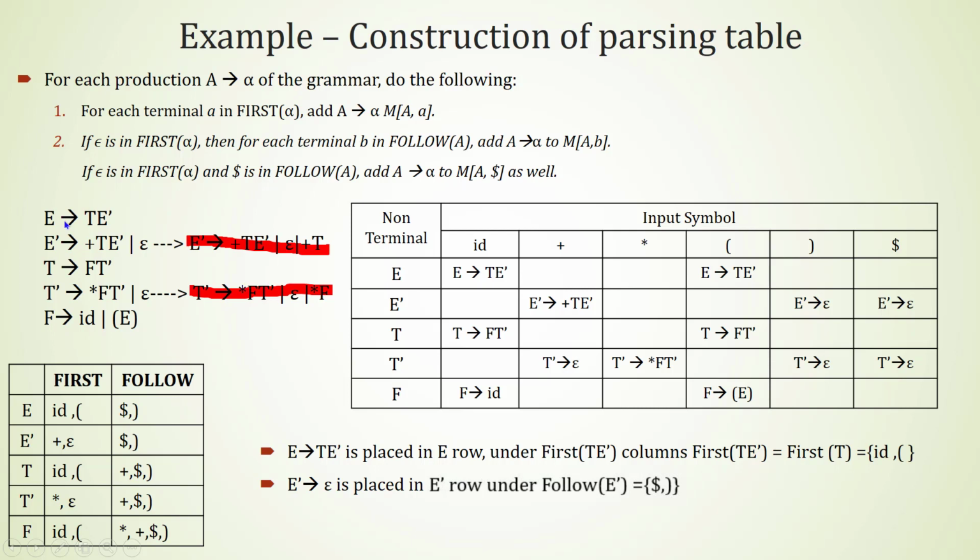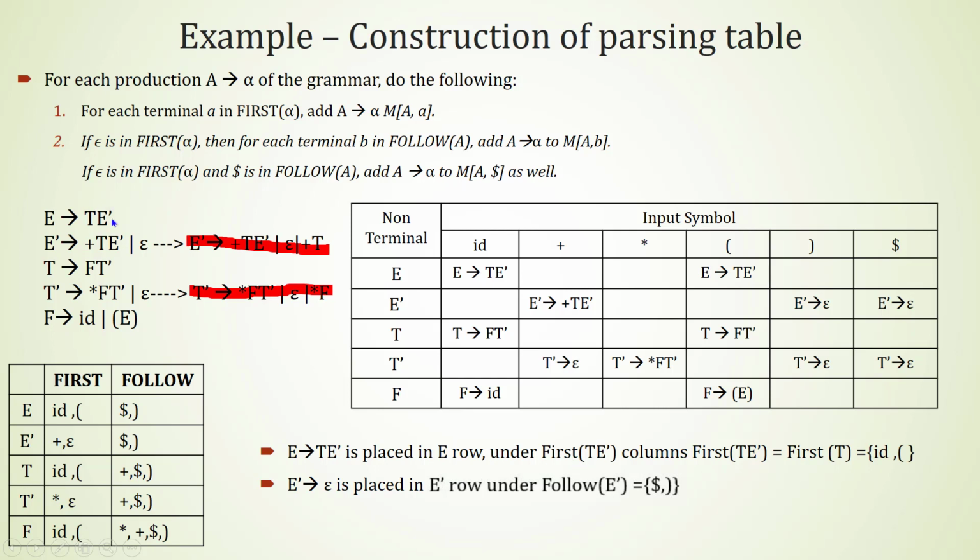The first production is E gives T dash. That means I have to place this production somewhere in the parsing table. My aim is to place this production in this parsing table. Since the left hand side is E, this production will be placed in the E row, that means this first row. The next question is where to place E gives T dash. It is placed in the E row under first of T dash.